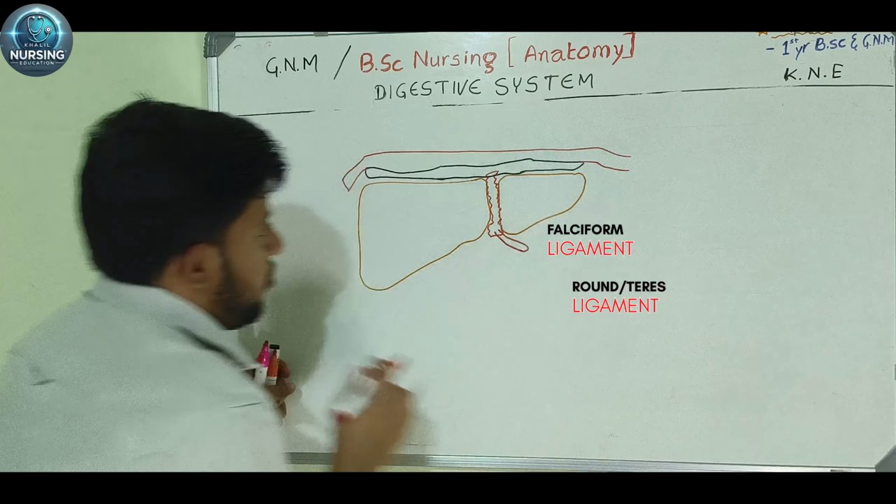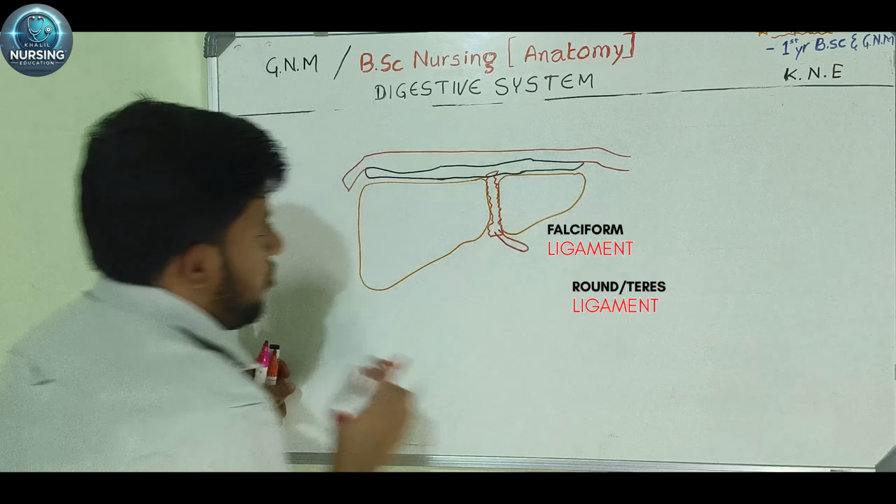Just understand what we are giving, the blood supply: the hepatic artery is giving 25% of the blood. Where is the other 75%? The portal circulation is giving 75%. Clear? Portal circulation is giving 75%.